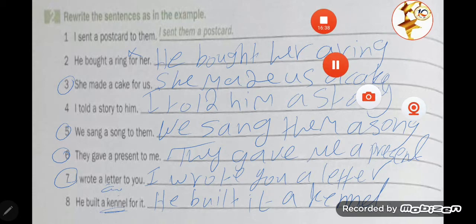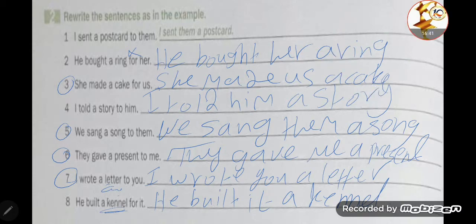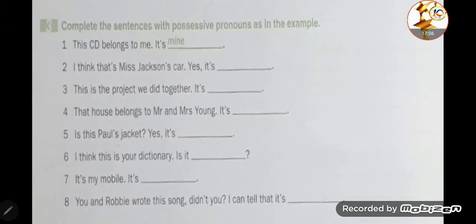Okay. If you have noticed, in all these sentences we moved the indirect object after the verb, and put the direct object at the end of the sentence. We also dropped the to and for. Now let's move to exercise number 3.